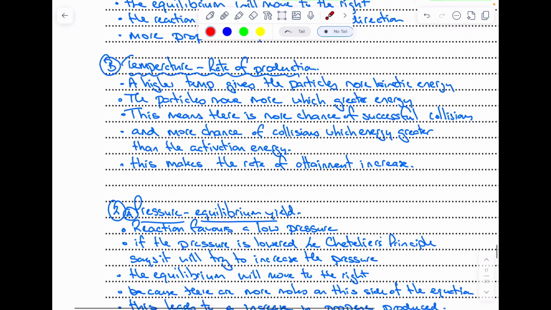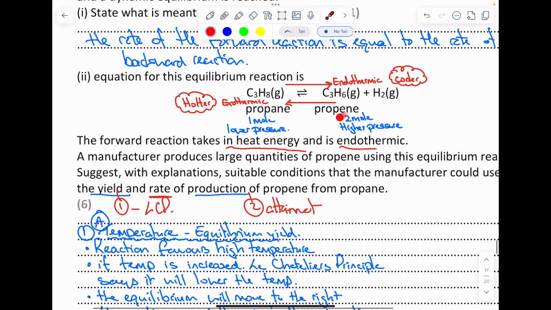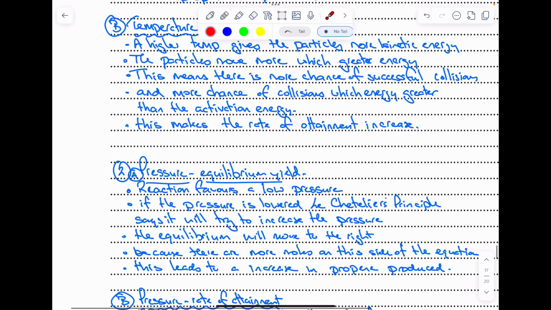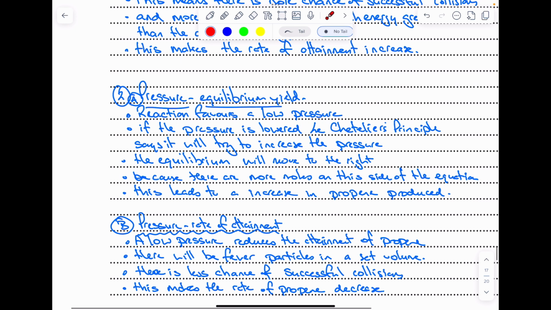Now the other side, let's look at pressure. So in this situation, there's 2 moles here and 1 mole here. So if I try and lower the pressure, according to Le Chatelier's, it will try and increase the pressure. To increase the pressure, it's going to move to the side with more moles on, because that's high pressure. It's going to move to the right, which is what I want it to do. So low pressure, equilibrium says it's going to try and increase the pressure. Equilibrium moves to the right because there are more moles on this side of the equation, and it leads to an increase in propene.